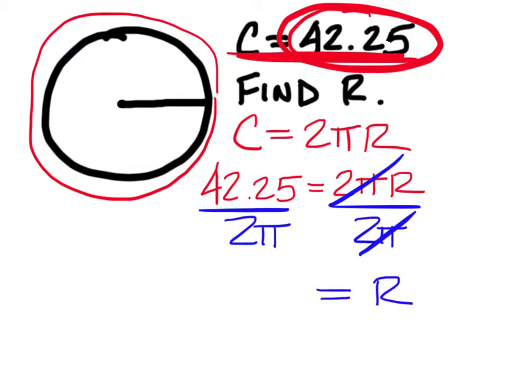But then you have to go in and do this division here. Now there are two ways to do this with your calculator. One's right and one's wrong. We will purposely do the wrong one first. In your calculator, type 42.25 and then hit divide, and then 2, and then the pi button. Hit enter, and what do you come back with?